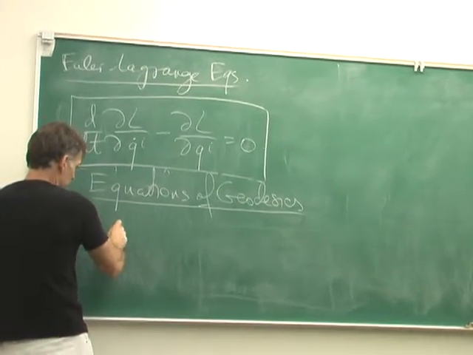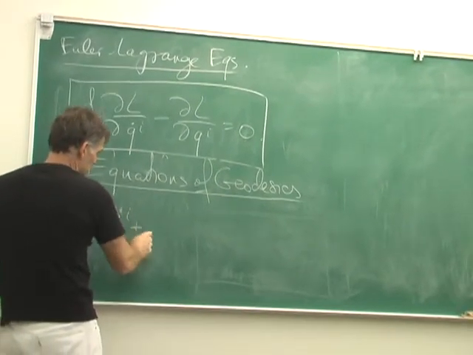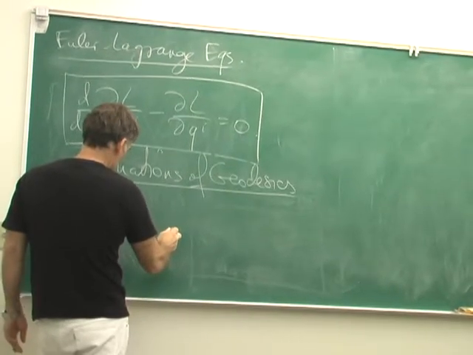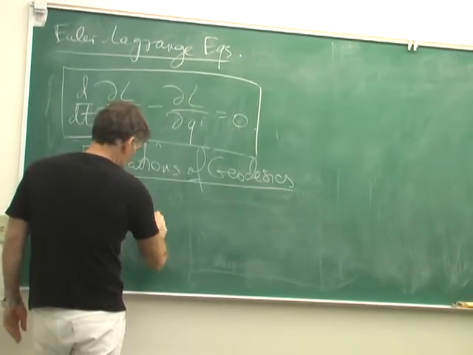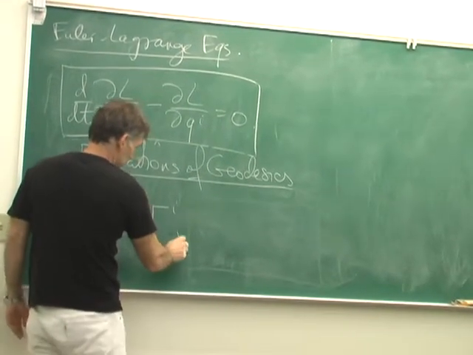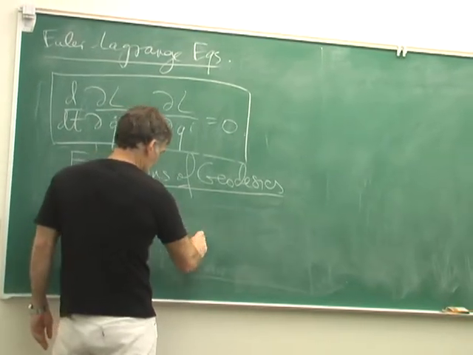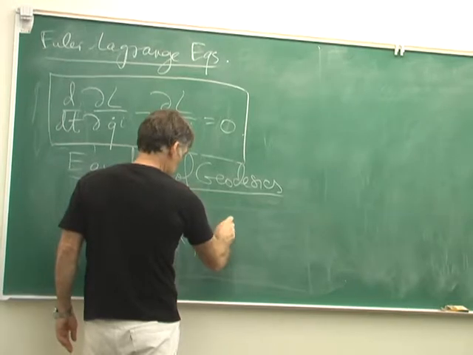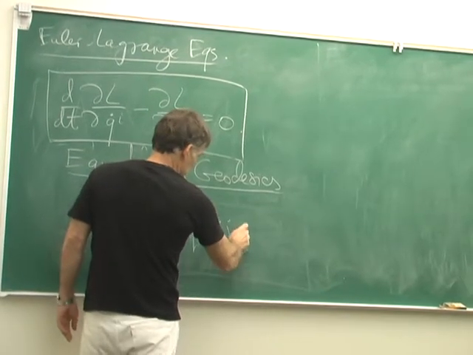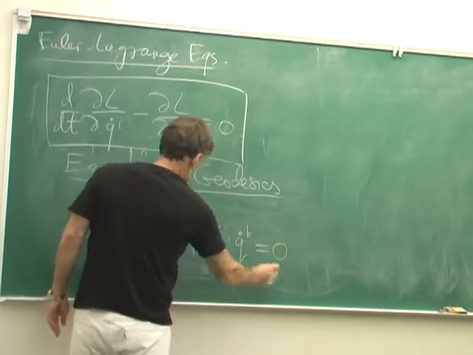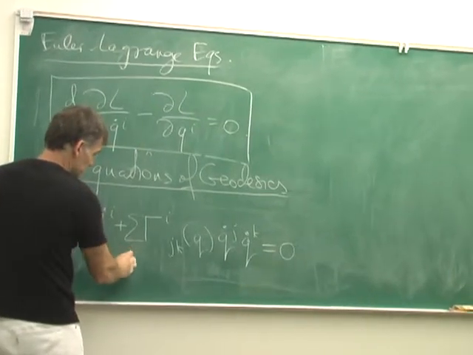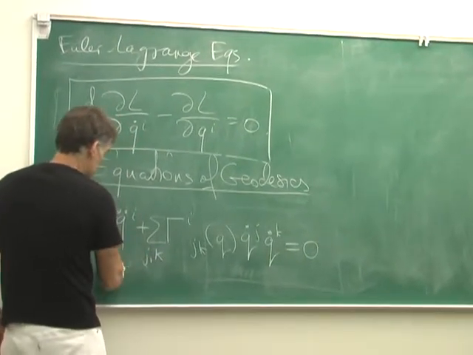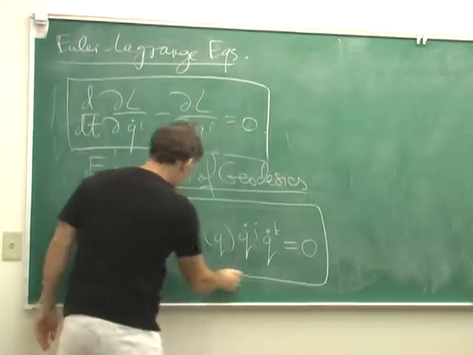So these are, well, let me put it this way: d²q^i/dt² plus Gamma^i_jk, which depends on q, times dq^j/dt times dq^k/dt, equal to 0. So that's the equation of geodesics.